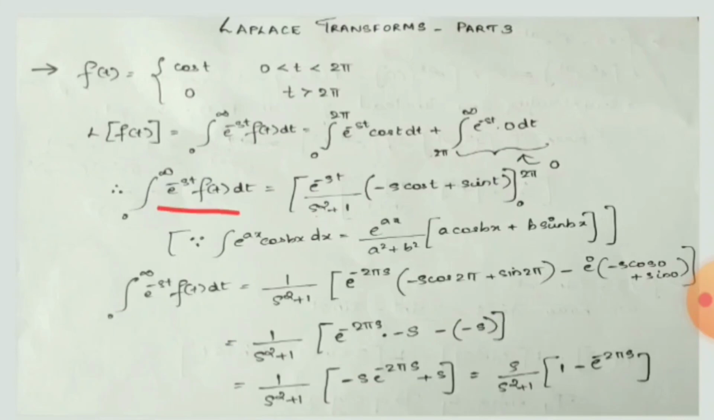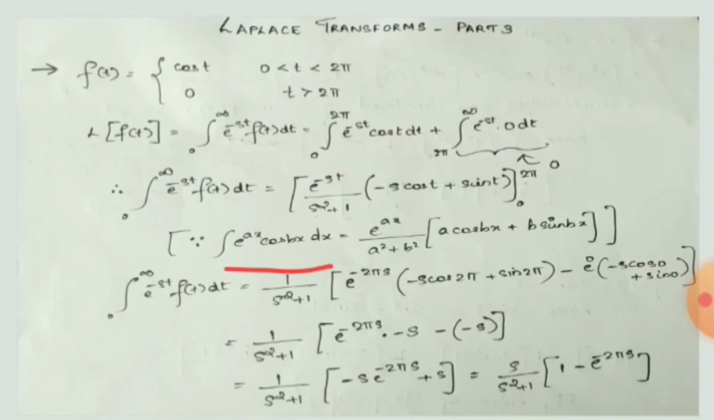Therefore, integral 0 to infinity e raised to minus st f of t dt becomes equal to integral 0 to 2 pi e raised to minus st cos t dt alone. Now, we can find the integral of this term using this formula. We saw this in the previous class. If you are facing any difficulty in following this, please watch the previous videos.